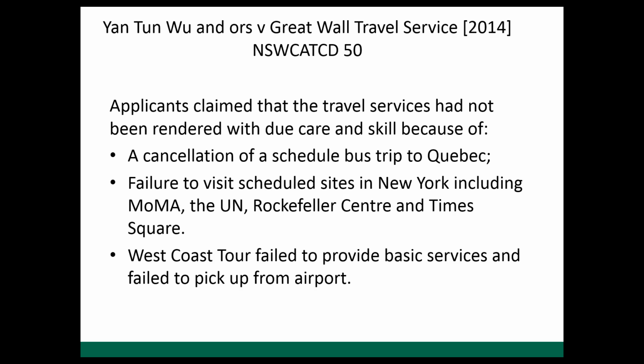So I picked this case, and this was a case that went to NCAT, the New South Wales Civil and Administrative Tribunal. I've chosen it because it's got a lot of different components, components that we see quite regularly here in complaints. The complainants made a complaint about a number of issues on a tour organised by this Great Wall Travel Service, who were not ATAS accredited, which is why I've decided to use them.